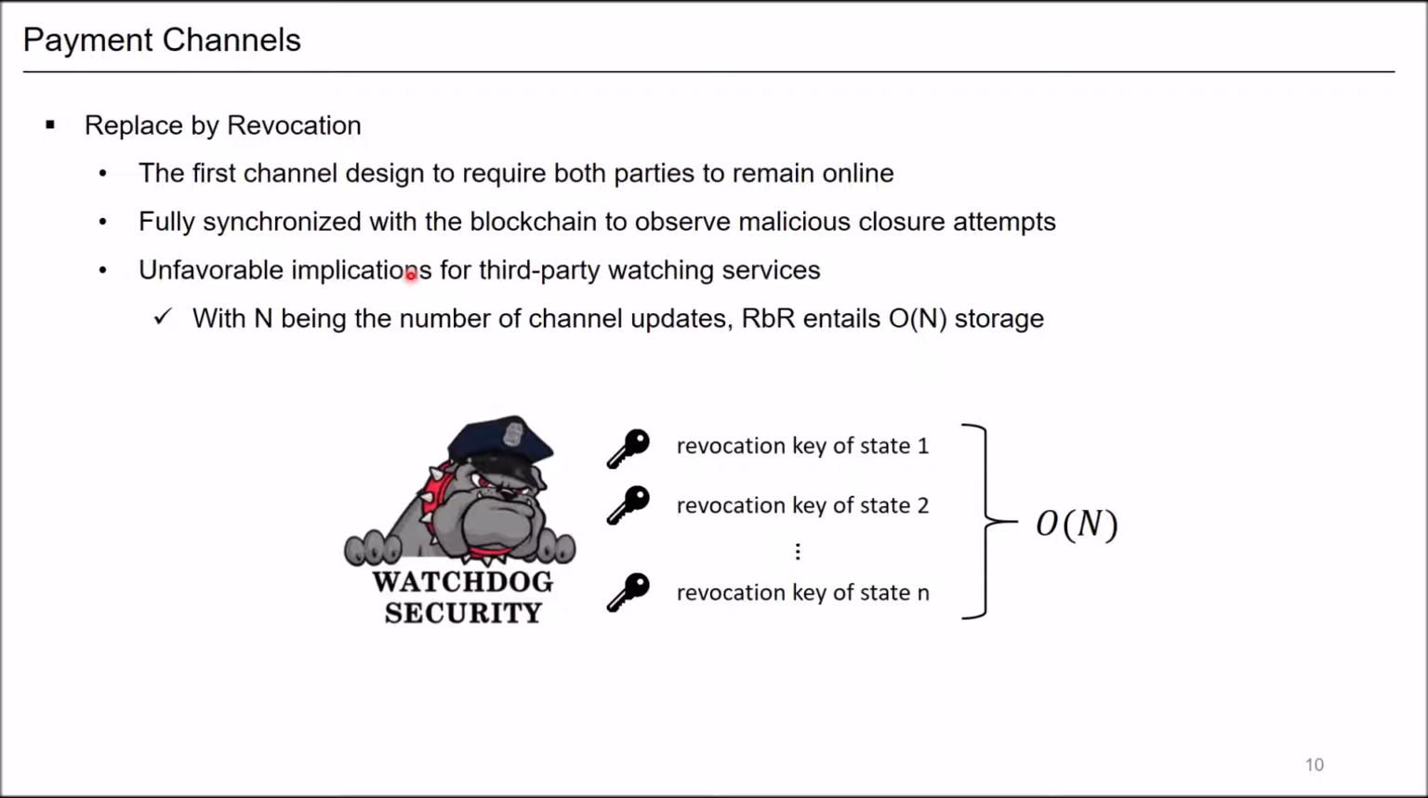Unfortunately, RBR introduces unfavorable implications for third-party watching services, with n being the number of channel updates. And RBR entails big O(n) storage, as the watching service must store evidence for every in-channel update to prove an unauthorized state as revoked, like this.